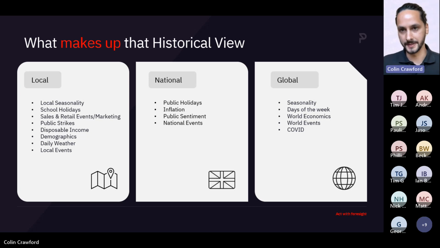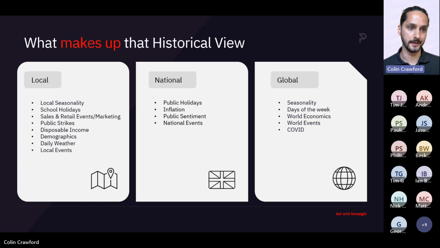So what builds that view? We know that we want to work with historical demand, and we know that the data itself is driven by a multitude of factors. Let's try and break those down. First, we have local effects. These may affect physical stores, but they'll also affect regions. So if you're an online retailer, it may affect how people are purchasing from you from a regional perspective.